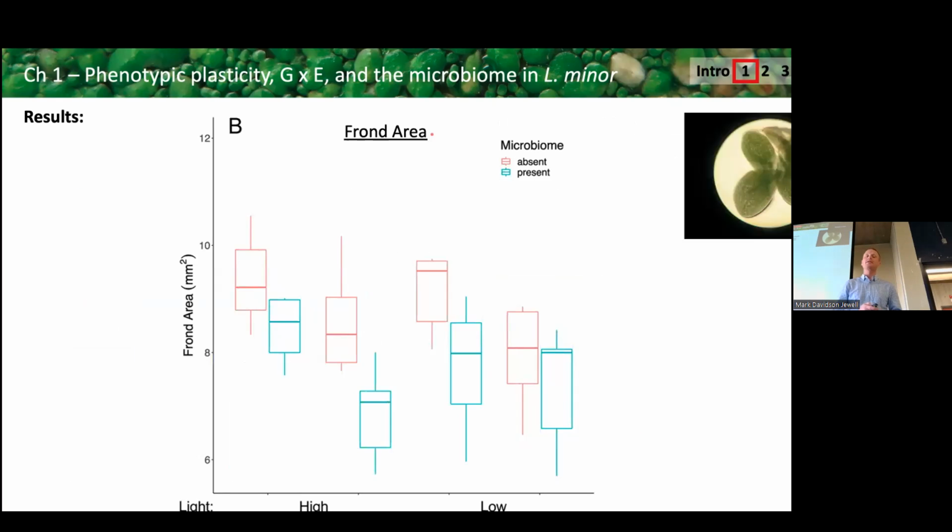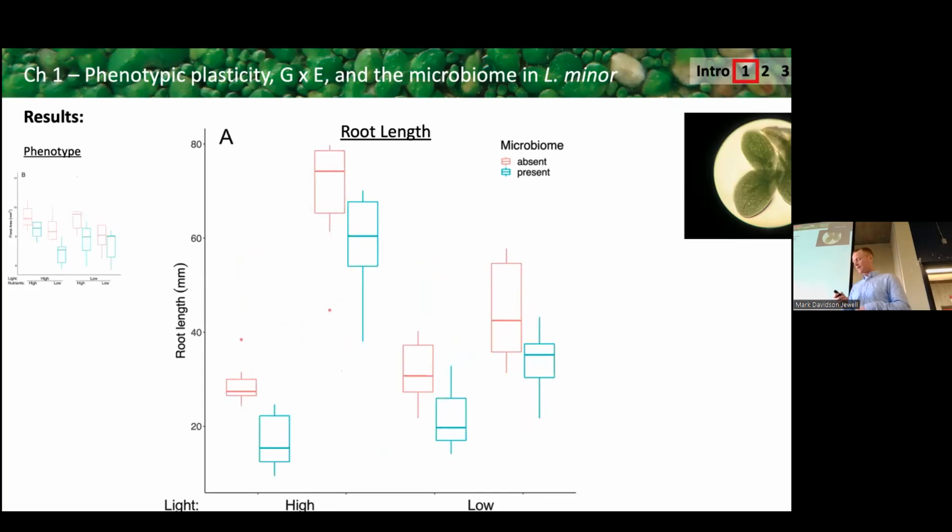And here's what we find. So we have frond area as a function of the four different environments. So yes, there's an effect of environment on frond area, but really what I want to point out is the difference between the red bars and the green bars, right? Systematically, the green bars are lower than the red bars. So the green bars is when the microbiome is present, and the red bars is when the microbiome is absent. So systematically across all environments, when the microbiome is present, the plants have smaller fronds.